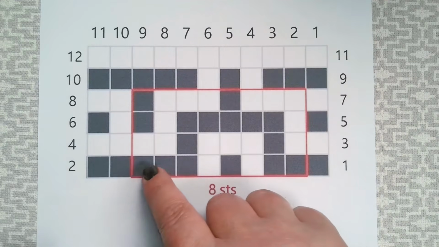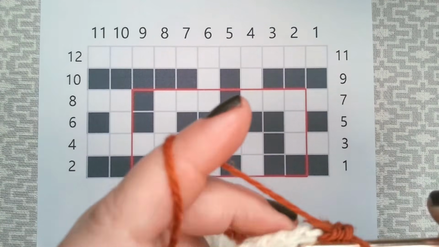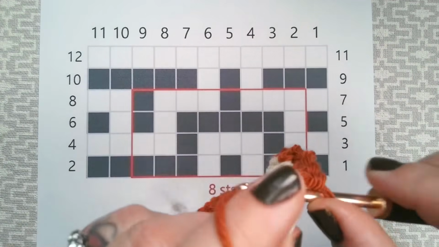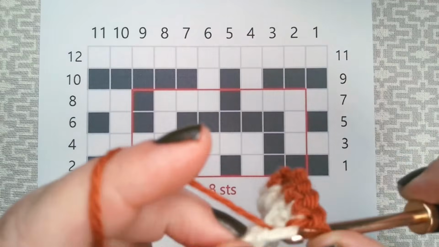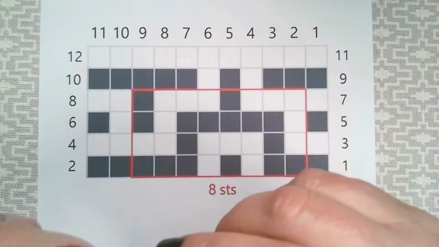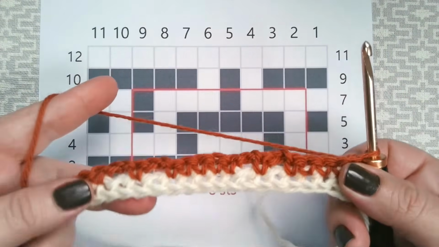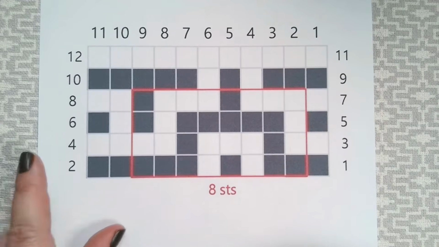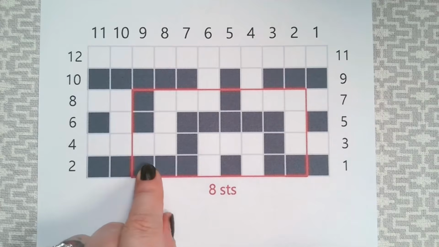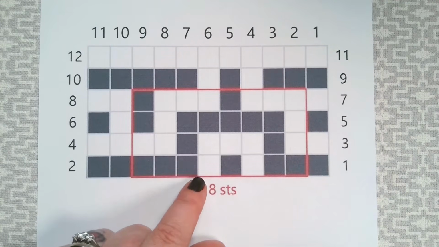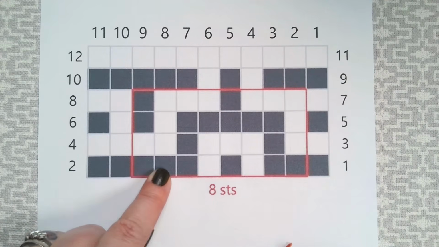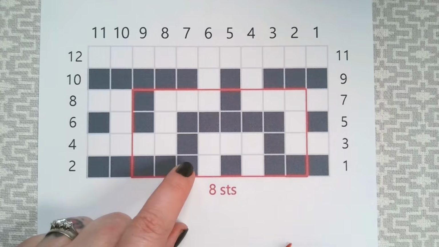So that's 1, 2, 3, 4, 5, 1, 2, 3, 4 and 5. Okay, so now we are going to turn our work to work on the wrong side, and now we're going to read the chart from left to right. And again, we're going to do exactly the same thing that we've done on a previous row, which means we're going to work a double crochet, a single crochet into every single stitch, which is a dark square.